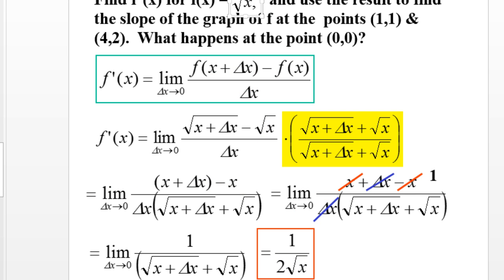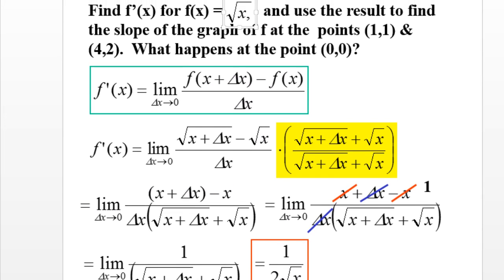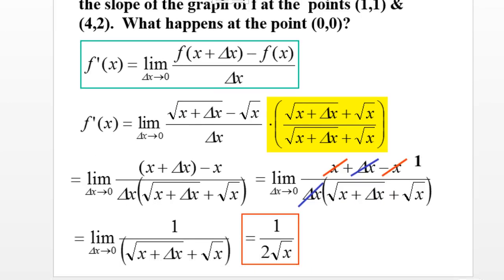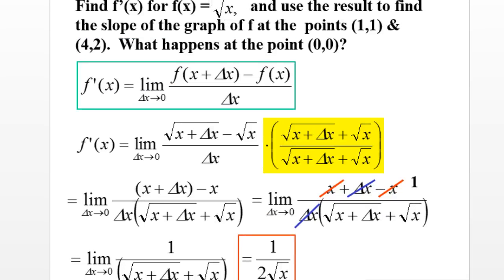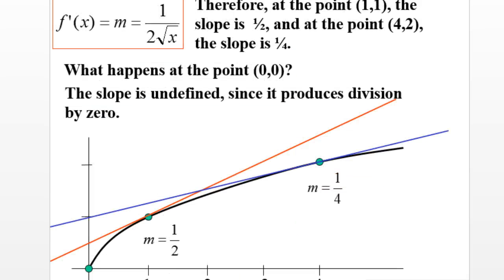Now I'm going to remind you something. Your rational exponents, this is x to the 1/2. Do you think that's a coincidence that there's a 1/2 that appears with my actual derivative? I think not. Okay, so my slope is 1 over 2 times the square root of x. Therefore, at the point 1, 1, the slope is 1/2. Okay, so I plug in 1 and I get 1/2 and I'm there. And at the point 4, 2, the slope is 1/4.